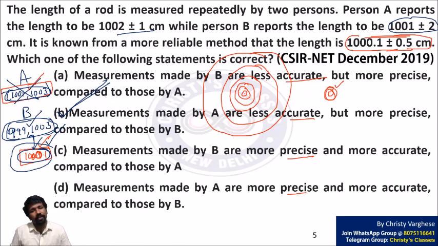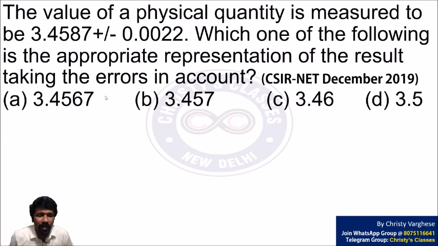So again, this is just a general understanding, a general science problem. Option B will be the answer, where you should be clear about what is accuracy and what is precision. So I will start explaining. Here also it is more about error analysis: how much it is deviating from the correct answer.